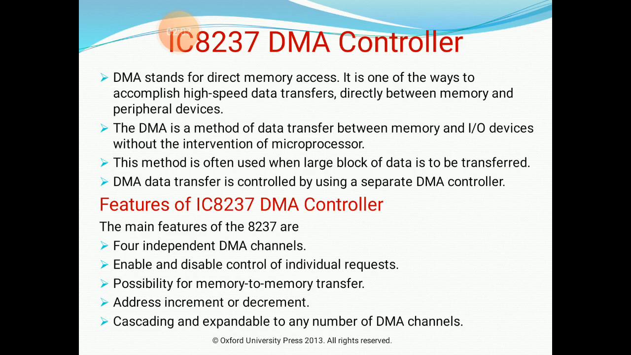The features of IC8237 are: it consists of 4 independent DMA channels. That is, 4 peripherals can be connected to the DMA controller. It can enable or disable control of individual requests, and has the possibility of memory to memory data transfer, address increment or decrement, and cascading, expandable to any number of DMA channels.